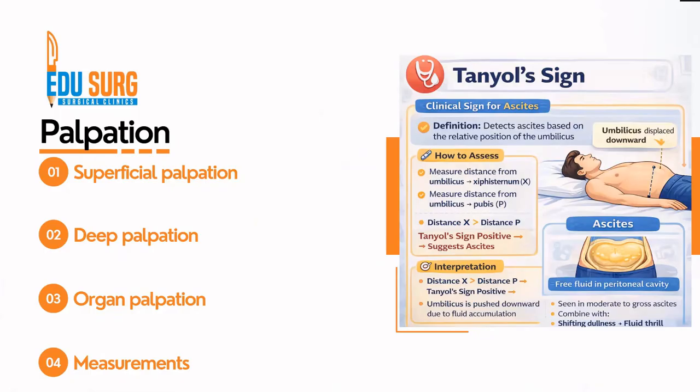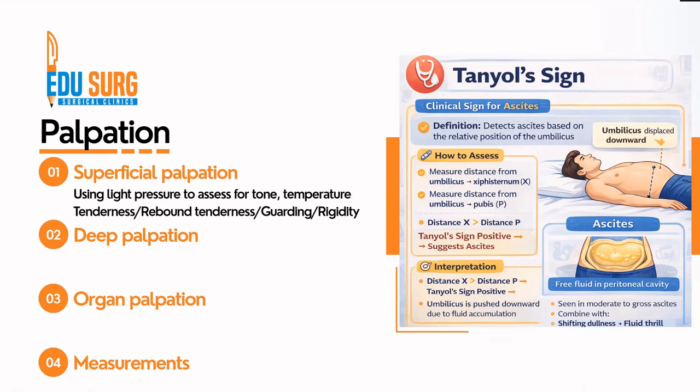Now, coming to palpation, there are four important parts when it comes to palpation. The first is the superficial palpation, then deep palpation, then you palpate for specific organs, and then there are various measurements that you need to take. In superficial palpation, we use light pressure, and this is basically done to assess the muscle tone, the temperature of the general abdomen, as well as temperature over the area of interest. For example, if there is a gallbladder lump, you would like to look at the temperature there and compare it with the temperature of the rest of the abdomen.